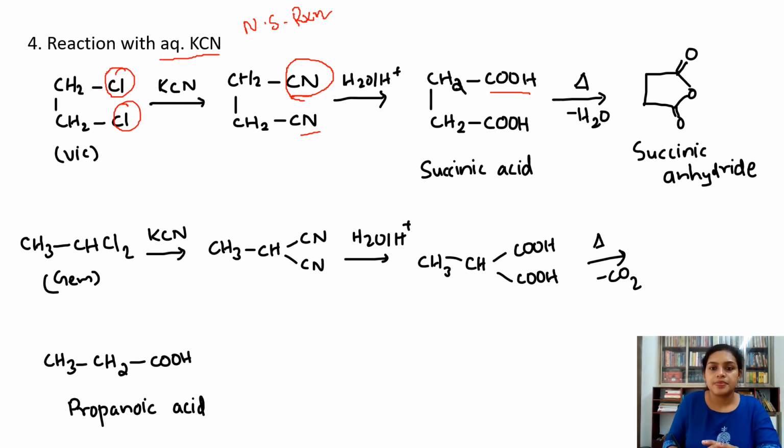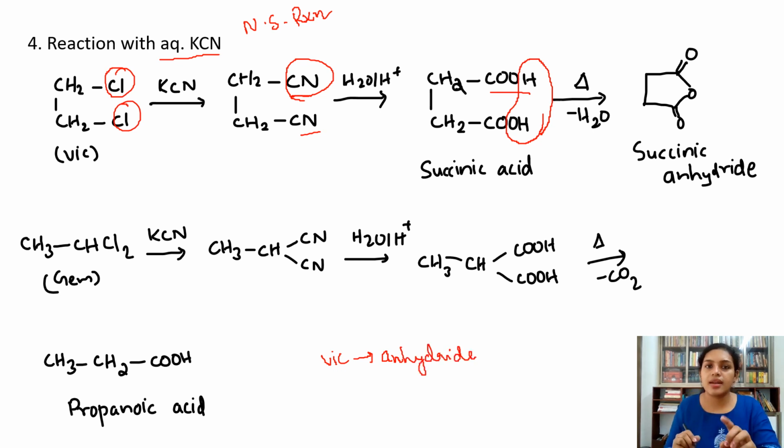On heating, one water molecule gets eliminated like this to give succinic anhydride. So what we can understand is that a vis dihalide on reaction with KCN will give you the end product as anhydride. And let's see what happens with the gem dihalide.